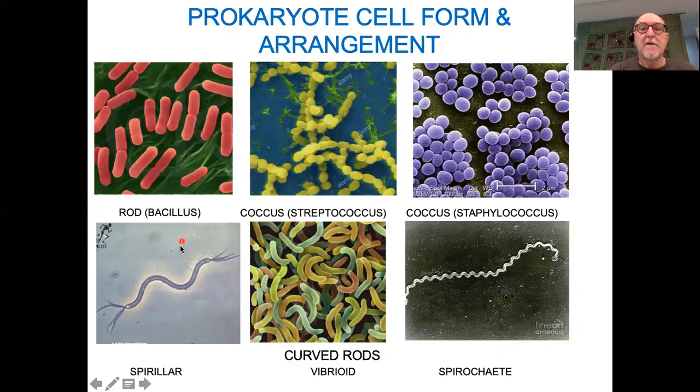Many rods, the spirilla and curved rods, are actually motile. They have flagella, but the flagella point to the outside. One of their characteristics is they can only go in one direction. They either travel in one direction or they kind of spin around. We'll discuss how they move in a while. But the spirochetes are different.